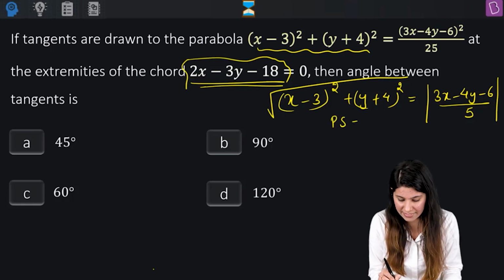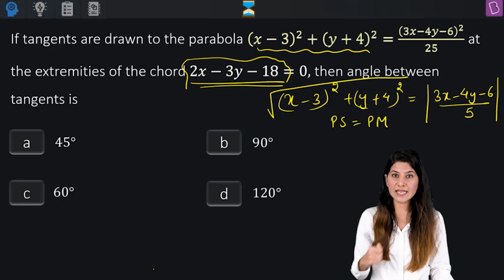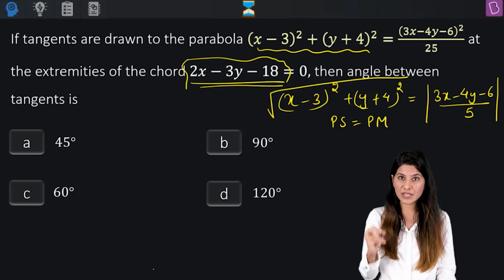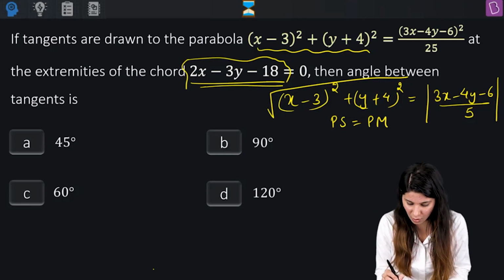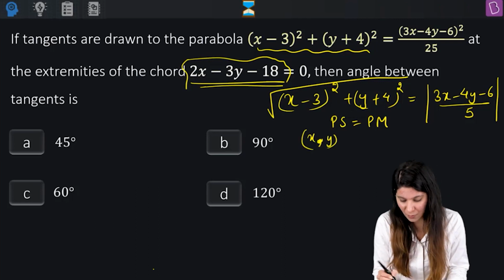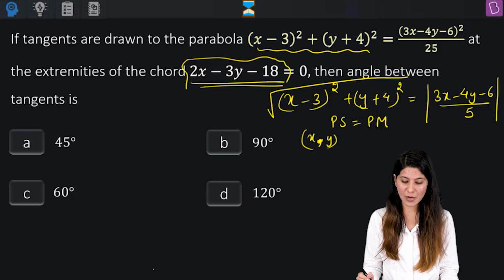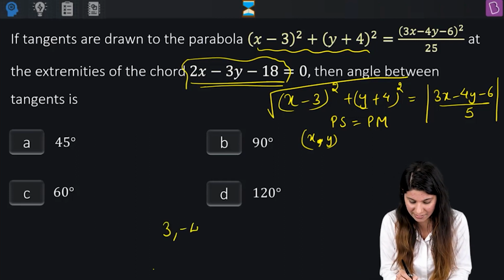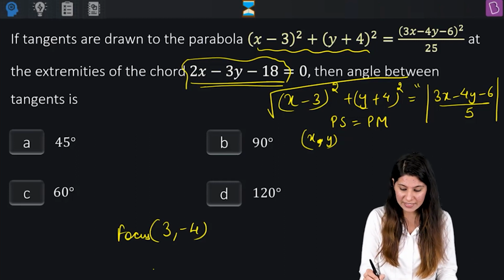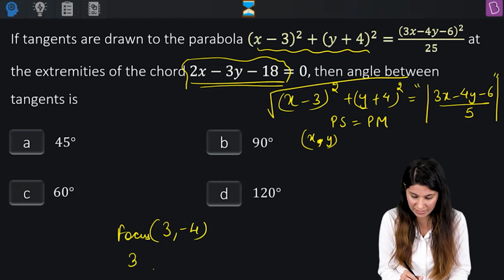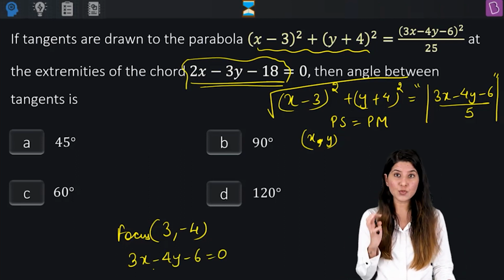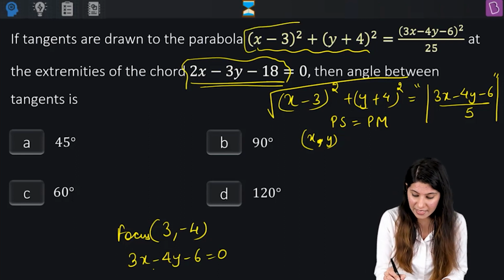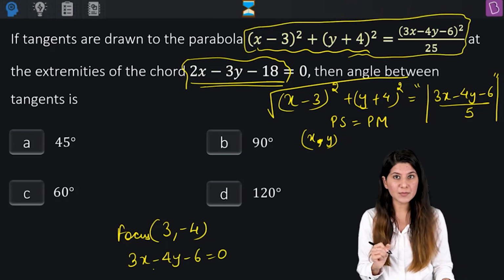This represents PS equals PM, where PS is the distance between the moving point and the fixed point, that is the focus. So here the moving point is (x, y) and the fixed point is (3, minus 4). This is the focus. And what is the equation of the directrix? The equation of the directrix is 3x minus 4y minus 6 equals 0. So these 2 pieces of information we need to understand about this type of parabola.